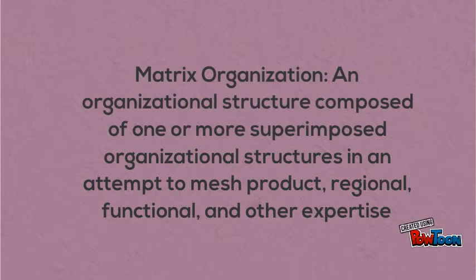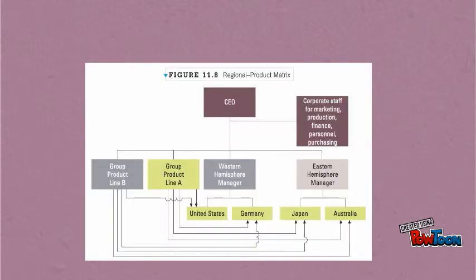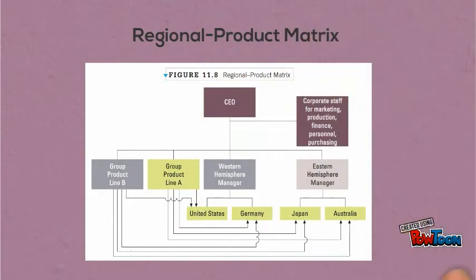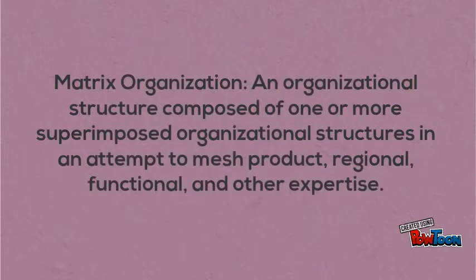The important thing to remember about hybrid organization is that the structure is organized by more than one dimension at the top level. The final type of organization is regional product matrix. Matrix organization is an organizational structure composed of one or more superimposed organizational structures in an attempt to mesh product, regional, functional, and other expertise.